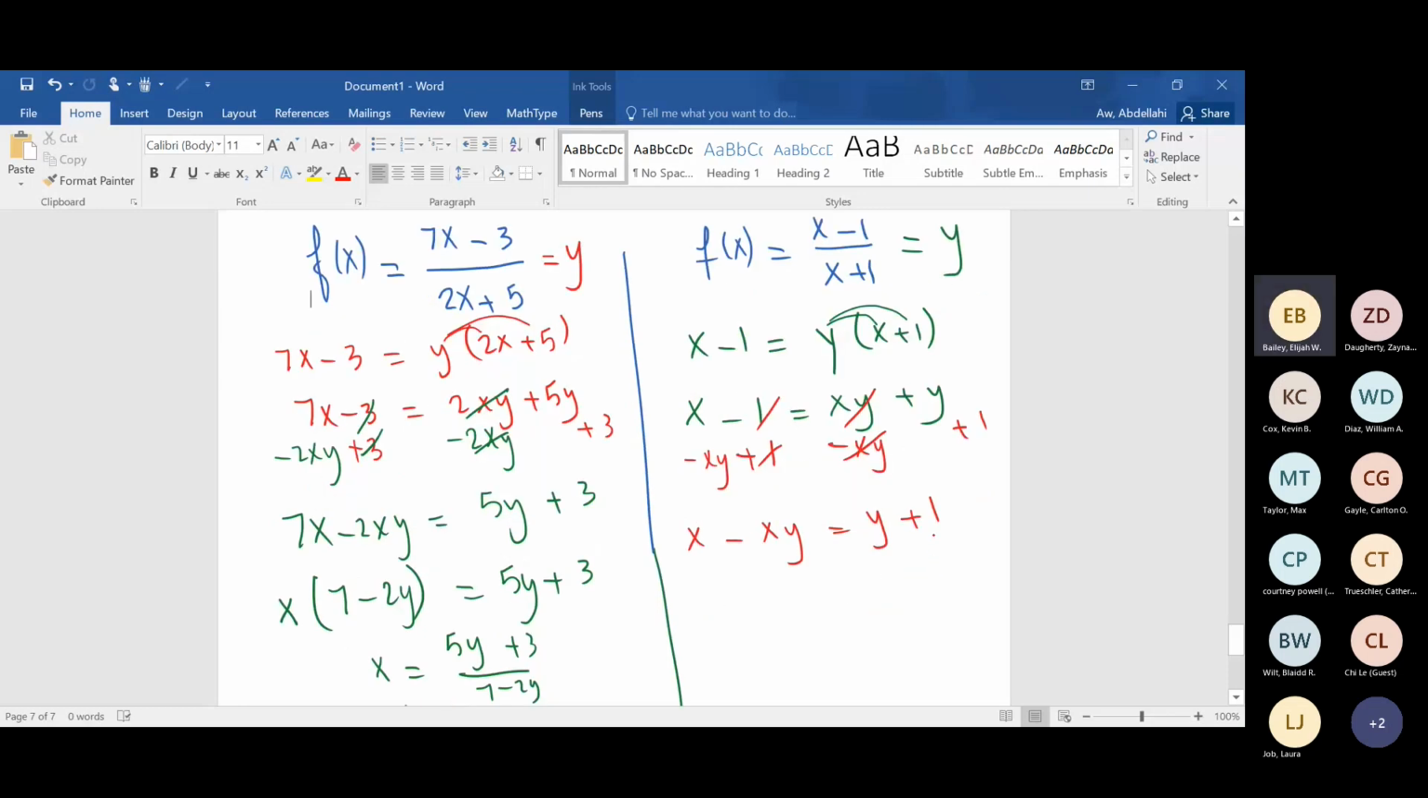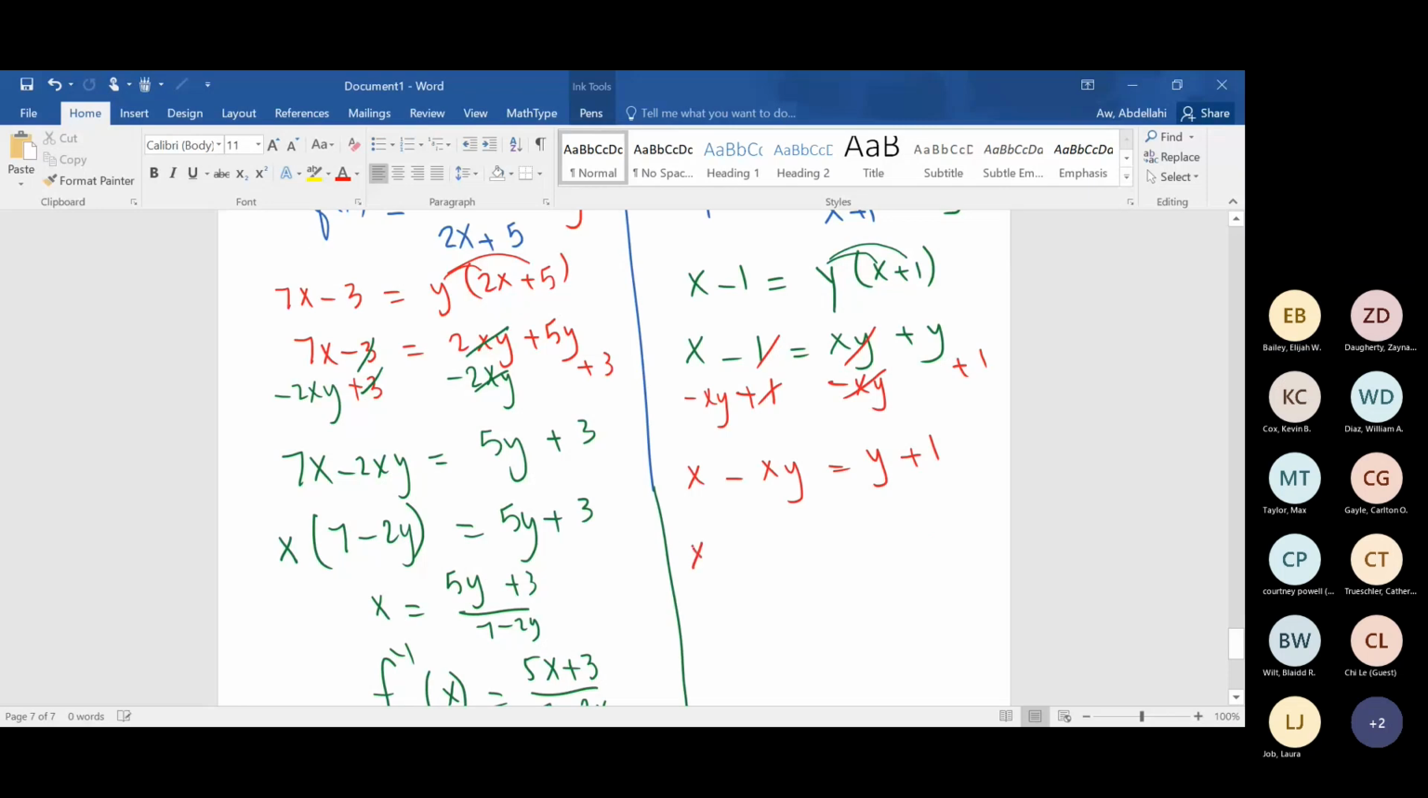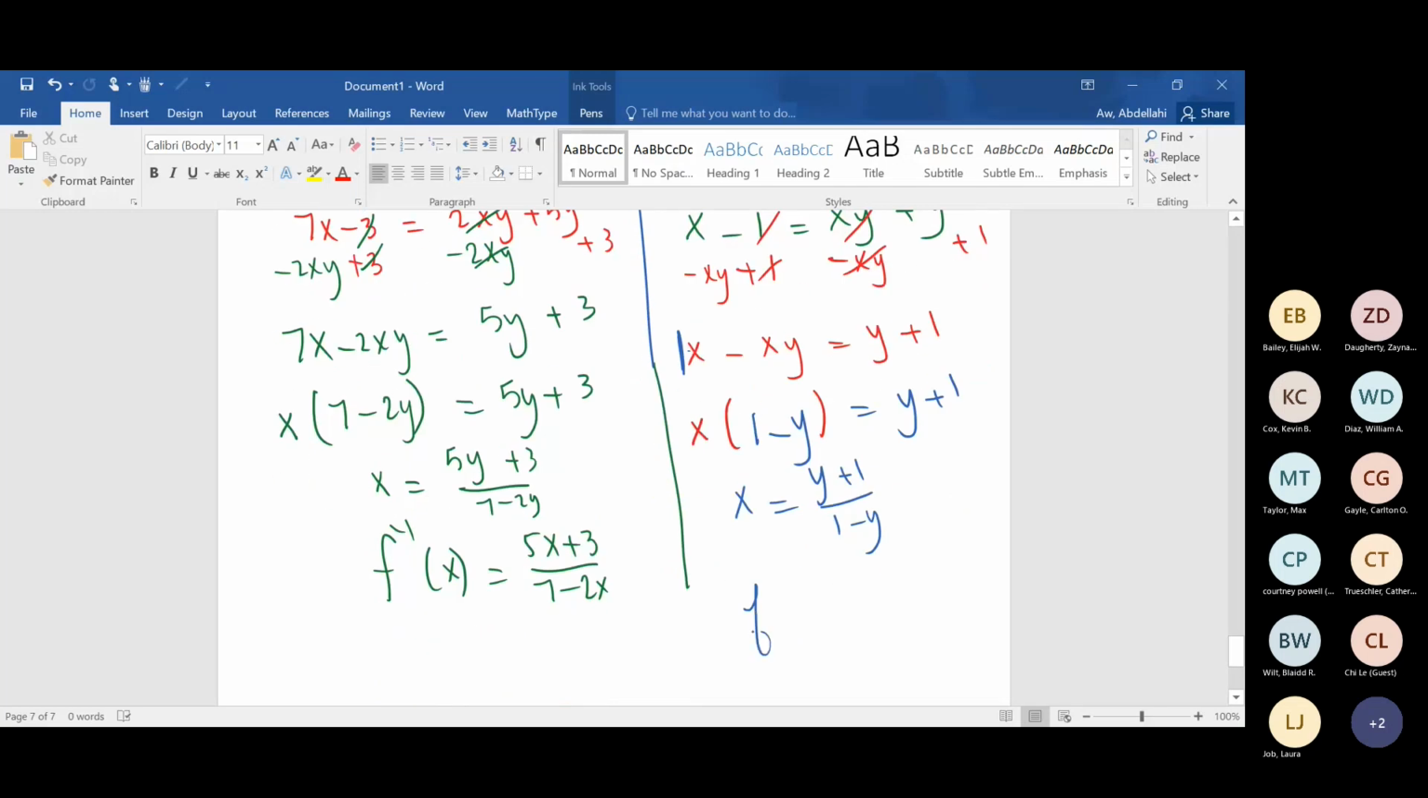Okay, now when you factor out x, what do you get? x times (what)? Negative y. Oh, 1 minus y, because the number in front of this x is 1. It's going to be x times (1 minus y) equal to y plus 1, right? So you get x equals (y plus 1) over (1 minus y), right? So we get f inverse of x is (x plus 1) over (1 minus x).